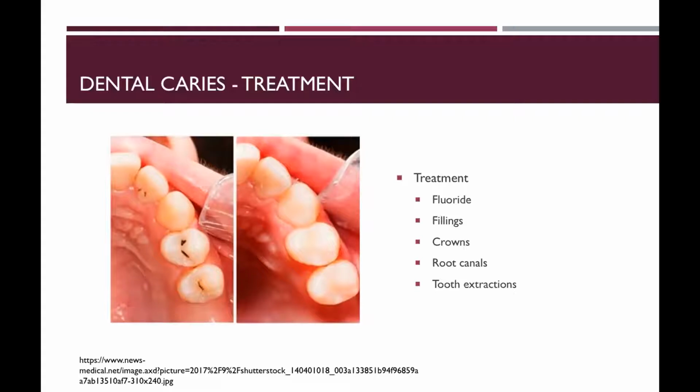So the standard treatment is fluoride, which is a mineral. And these are typically used when it's an early cavity. It helps to restore the minerals on the teeth, and again has an antimicrobial effect, so helps kill the bacteria on the teeth. It stops the cavity from going deeper into the teeth.